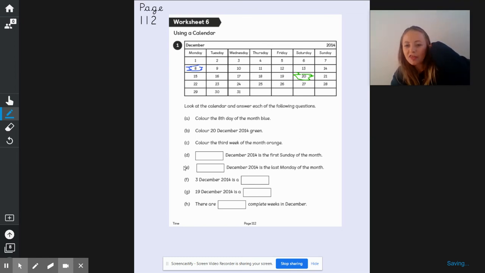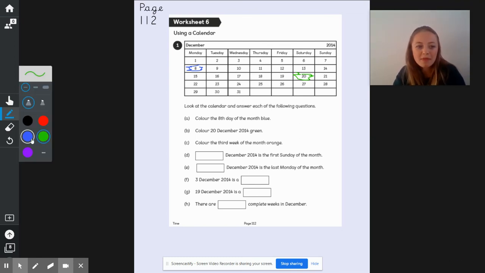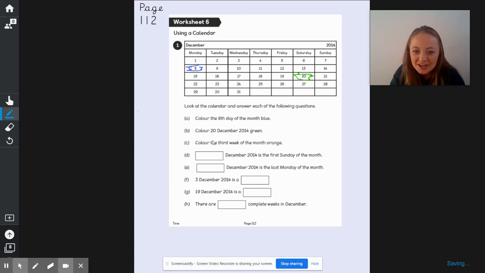Now, colour the 3rd week of the month orange. Let's find an orange first. The 3rd week of the month. Now, we've looked at going across, which shows us different days. This is a week. Each row here is a week going across. The Monday, Tuesday, Wednesday, Thursday, Friday, Saturday, Sunday. That means 1 week has passed. So the first row going all the way across, that's week 1. Underneath it going all the way across, that's week 2. So this one here going all the way across must be week 3.